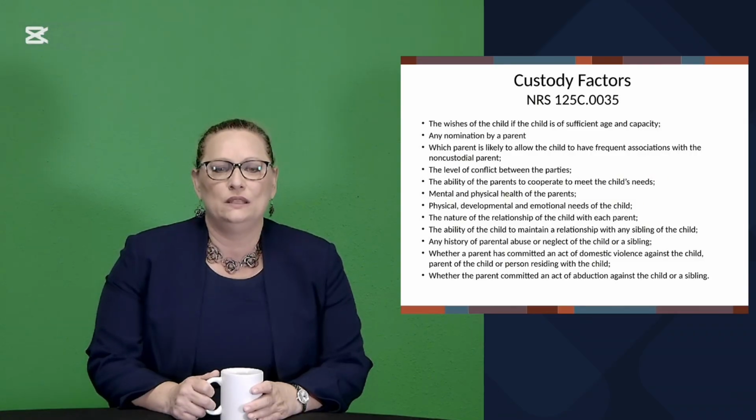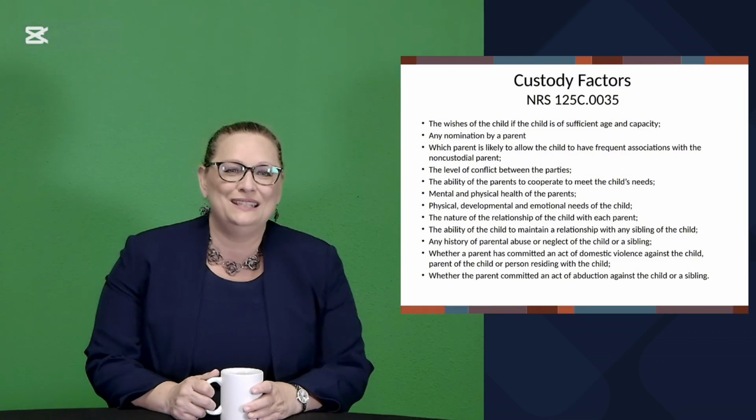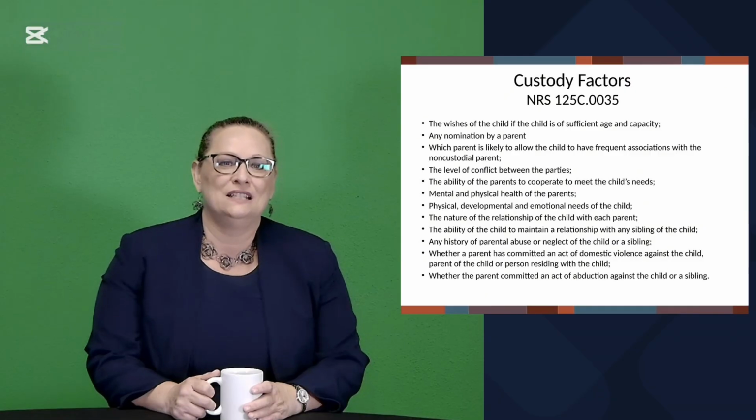the nature of the relationship of the child with each parent, the ability of the child to maintain a relationship with any sibling of the child, any history of parental abuse or neglect of the child or a sibling, whether a parent has committed an act of domestic violence against the child, parent, or the child or person residing with the child, and whether the parent committed an act of abduction against the child or a sibling.